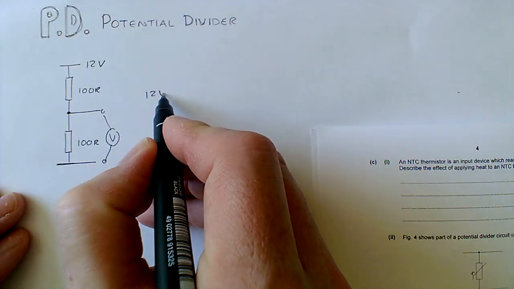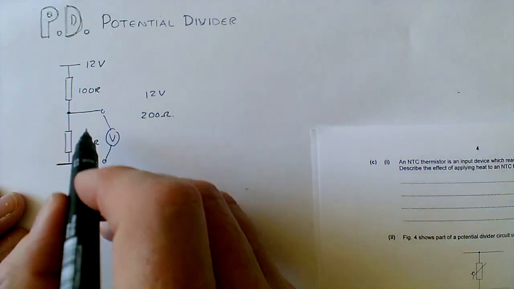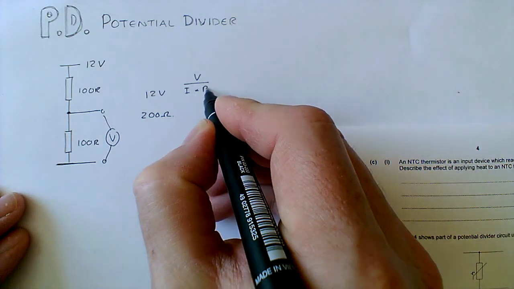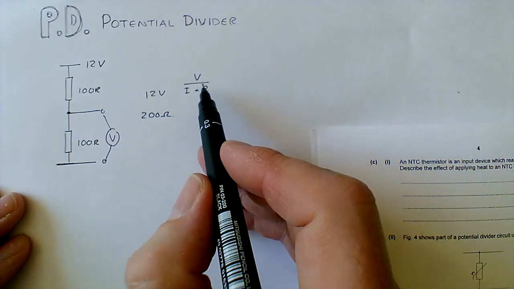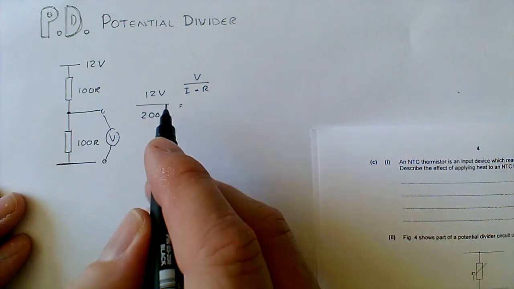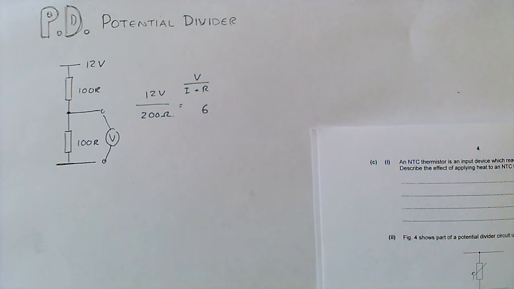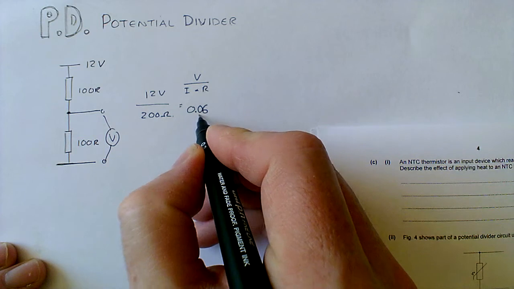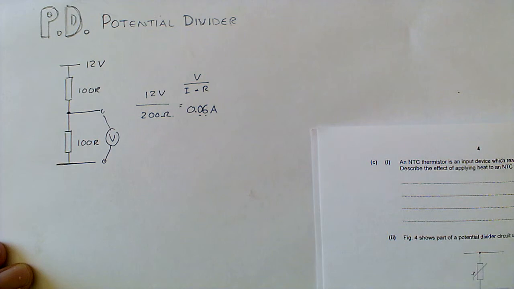So let's first have a look at the whole circuit. We've got 12 volts in total, 200 ohms in total, and we'll have an appropriate current using V, I and R. So we can have a reminder of Ohm's law: voltage divided by resistance gives the current. 2 into 12 goes 6, and we've got two noughts there, so two decimal places: 0.06 amps in that circuit.